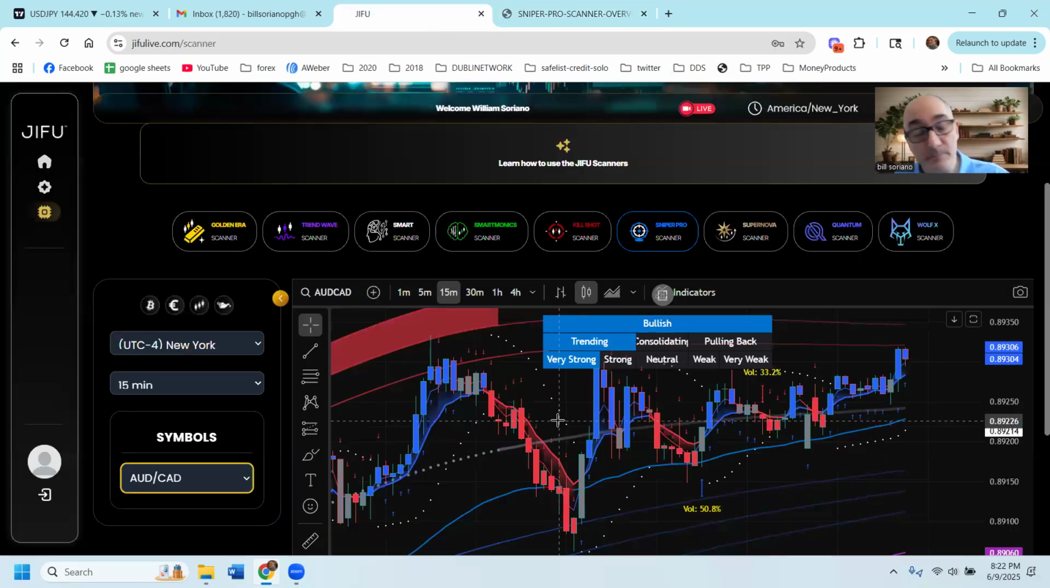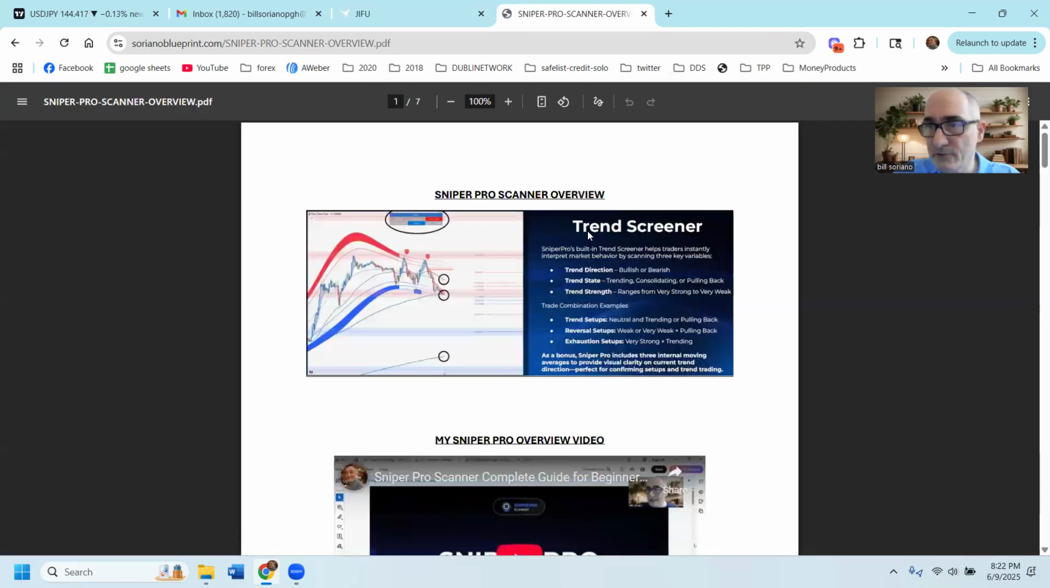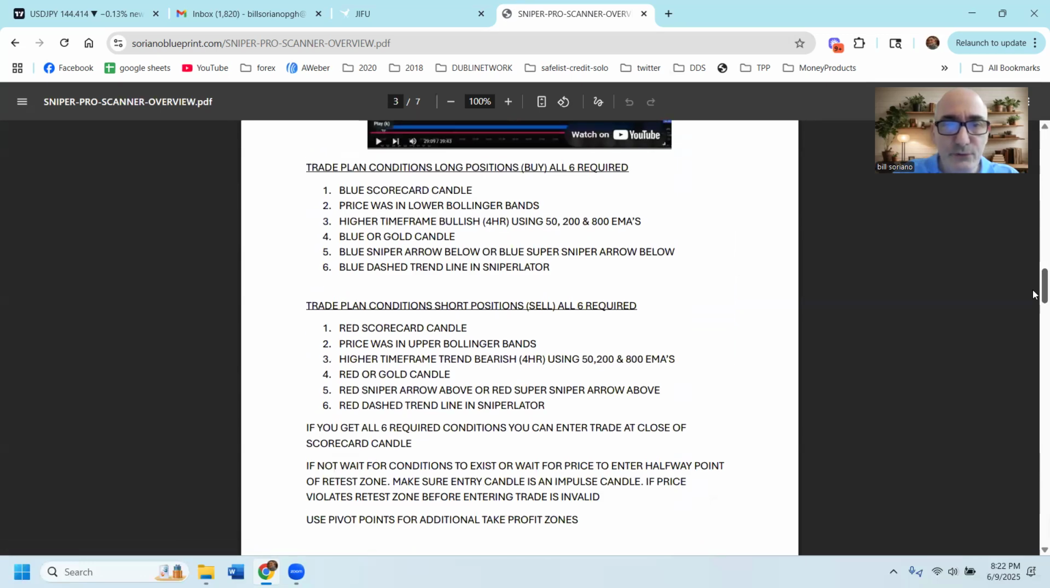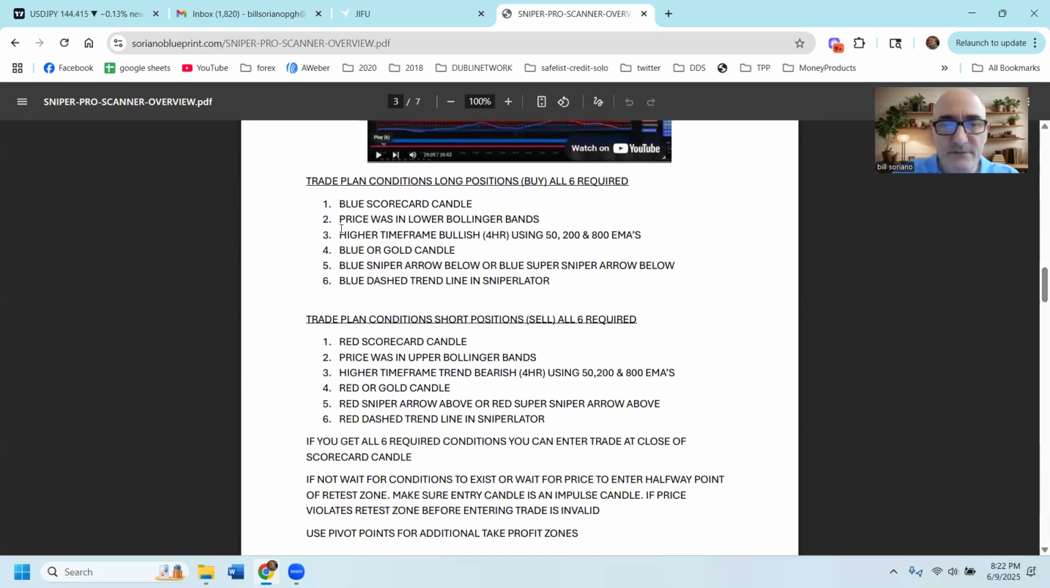So what I do is I go through the pairs, and what I'm looking for first is that these first three conditions were met. If these first three conditions are met for a long position: a blue scorecard candle, price was in the lower Bollinger Bands, and the higher time frame trend is bullish using the 50, 200, and 800 EMAs on trading.